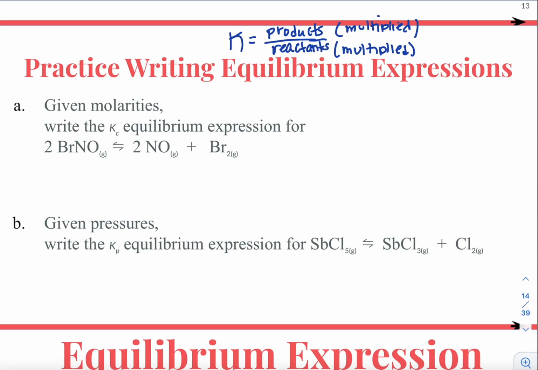So here for Kc, we're going to take the concentration of NO. So I use my square brackets because it says Kc. So NO, and you don't really need to put the gas unless you really want to. And then this coefficient becomes an exponent.